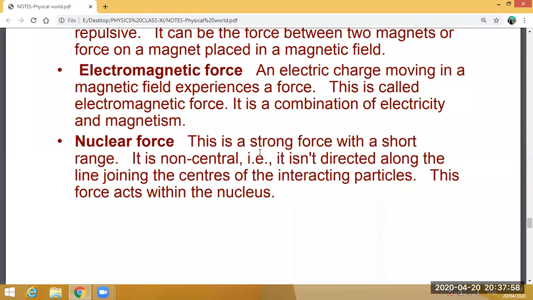And this force acts within the nucleus only. And outside the nucleus, this force becomes negligibly small. So within the nucleus, this force is the strongest of all other forces. But outside the nucleus, it becomes the weakest of all forces. Therefore, we say it is a short range force.